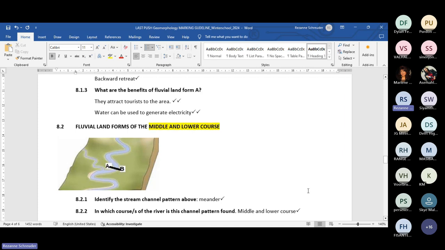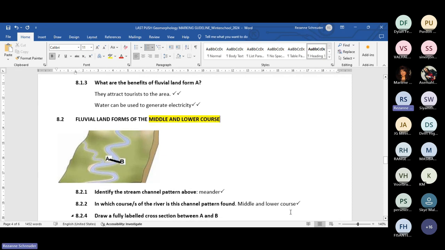So question 8.2.2's answer is the middle and the lower course. Right, now what I would like you to do for question 8.2.3, draw a fully labeled cross section between A and B. So if the learners can quickly draw a fully labeled cross section, okay? Remember what I taught you yesterday.